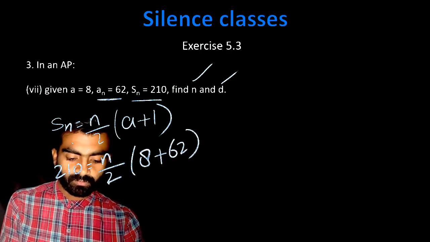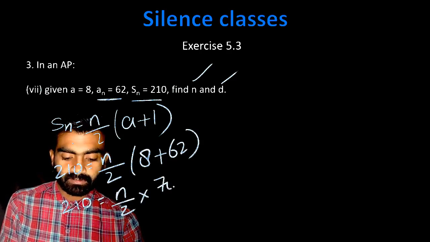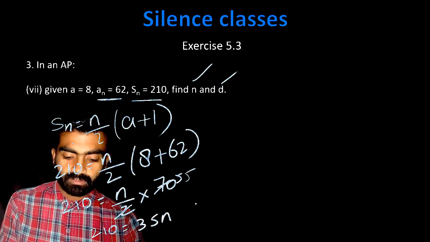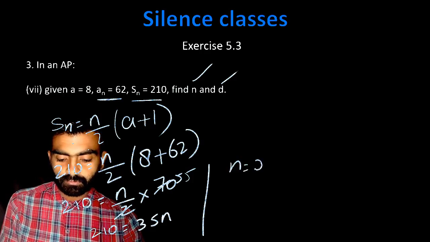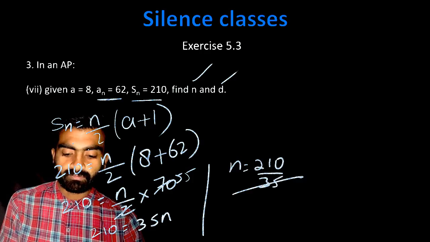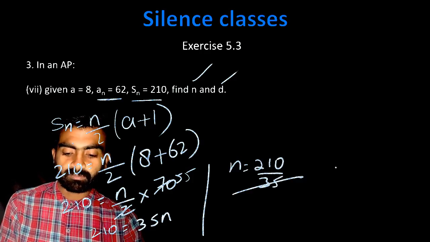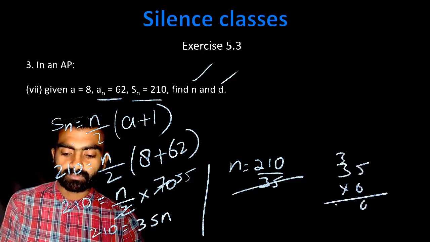So 210 is equal to n upon 2 multiplied by 70. So 210 is equal to 35n we can write, and after that we can send 35 to the right hand side. So we can say n is equal to 210 upon 35. We can cut it by 5, or we can directly multiply it by 6. 6 5s are 30, 6 3s are 18 plus 21.